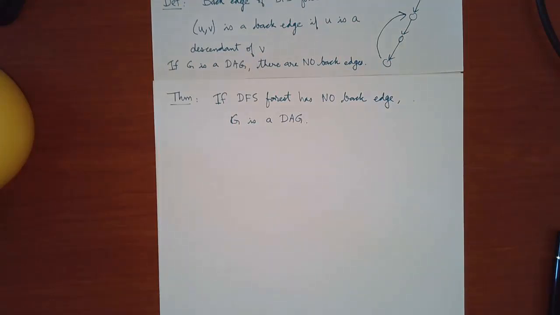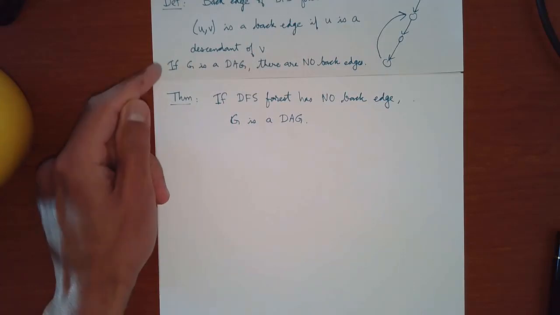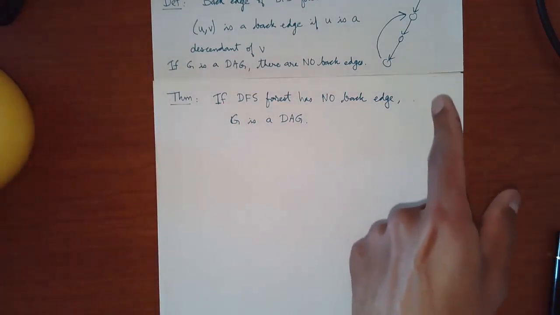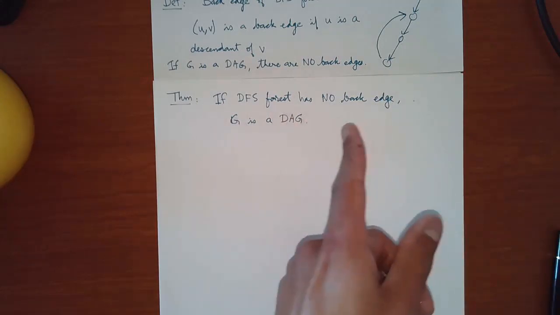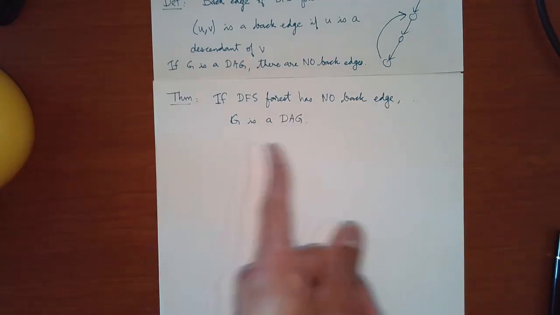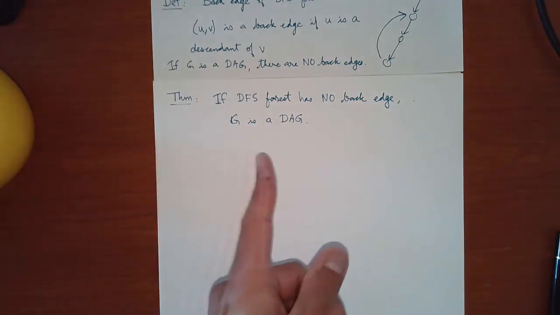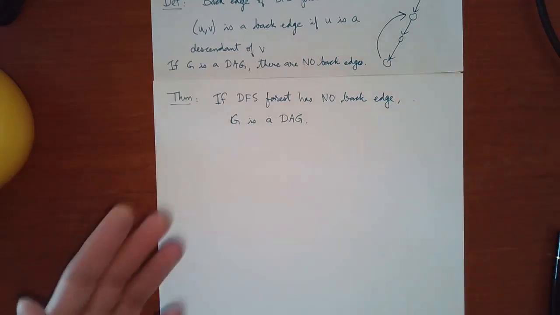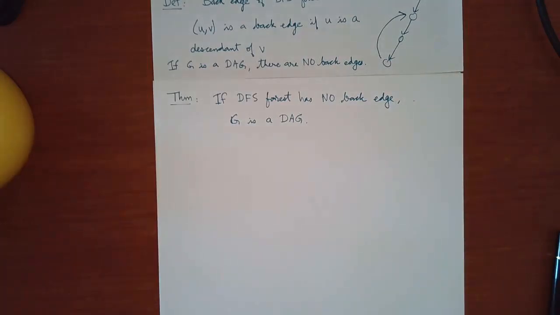They are different but logically equivalent. No, they are not logically equivalent. These are two different statements. The first one says, if G is a DAG, then you have no back edges. The second one says, if there are no back edges, then G is a DAG. It turns out in this case they're equivalent, but these are not equivalent statements. The implications are in opposite directions. Okay?